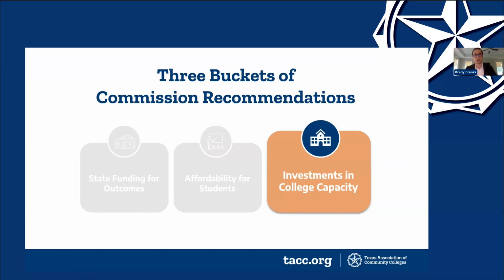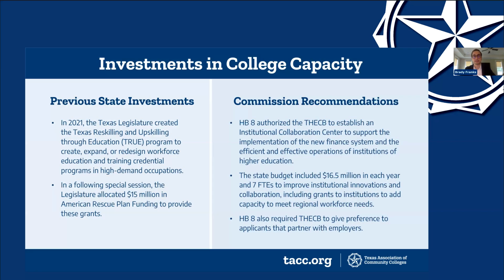Brady. Thank you, Ray. So I like to think of capacity building in kind of two big buckets. So there is the Institutional Collaboration Center that will be housed at the coordinating board, and then there's workforce training infrastructure kind of more broadly. So HB 8 allows the coordinating board to establish an institutional collaboration center within the agency to support the implementation of the new community college funding system, but also for the efficient and effective operations of institutions of higher education. It also allowed the coordinating board to provide administrative support and services to institutions of higher education as necessary to implement the provisions of the bill.